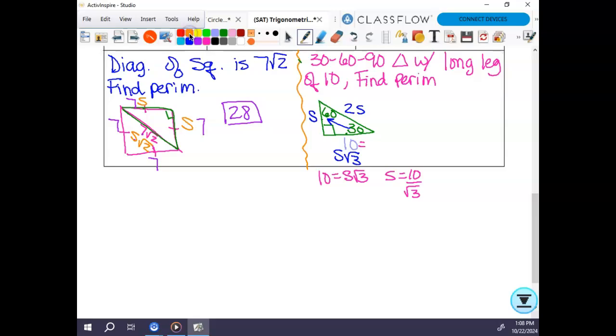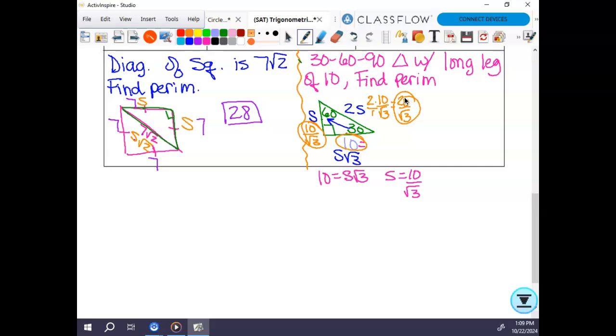So here's what we have. This side length is 10 divided by the square root of 3, which is S, right? Hypotenuse is 2S. So that means I have 2 times 10 divided by the square root of 3. Don't make up math because you have a fraction and it has a square root in it. The rules don't change. You just multiply straight across. That gives you 20 divided by the square root of 3. And that's your third side length.